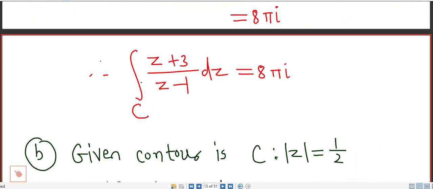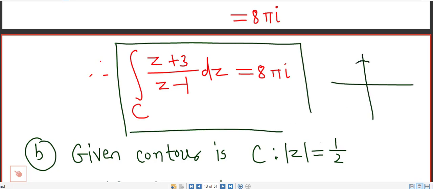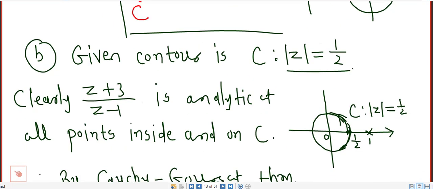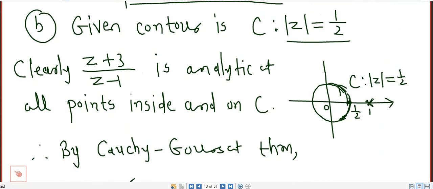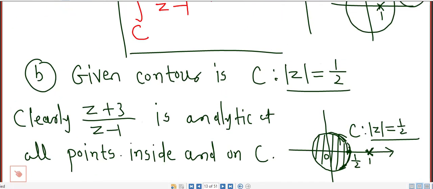We have the same function, but earlier the integral was along the circle mod z equal to 2. The point where this function is not analytic is inside that circle, so we used Cauchy integral formula there. But if we consider mod z equal to 1 by 2, then 1 is outside this simple closed contour, so this function becomes analytic at all points inside and on this circle. Therefore the integral along mod z equal to 1 by 2 is 0.